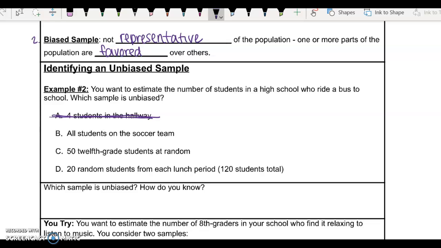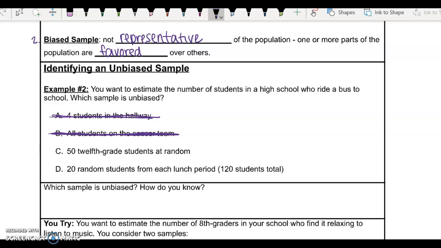B, all students on the soccer team. This one is also biased, so we don't want that one either, because if they're on the soccer team, maybe they all have morning practice, so they all carpool. Or maybe they don't ride the bus because they have practice or games after school. And so your data wouldn't be accurate because you're asking only athletes.